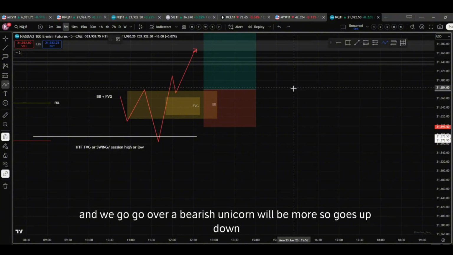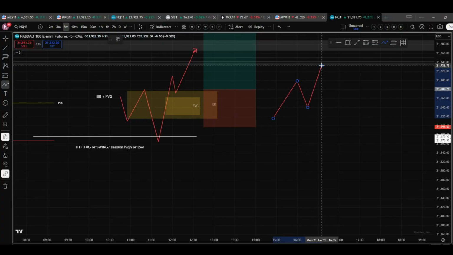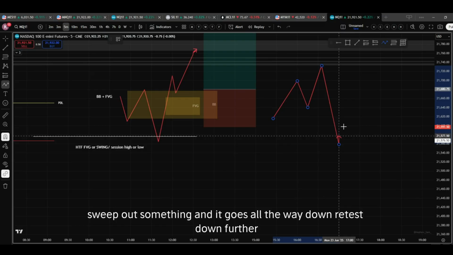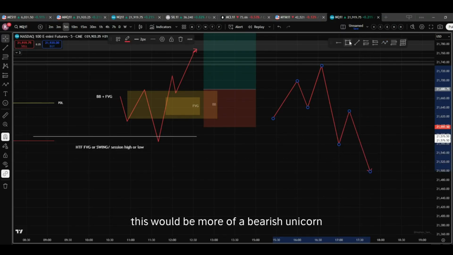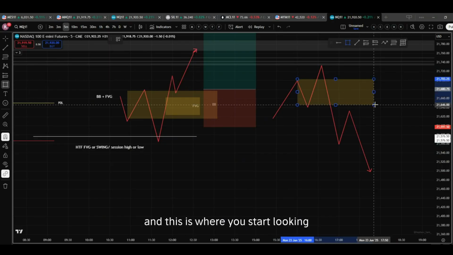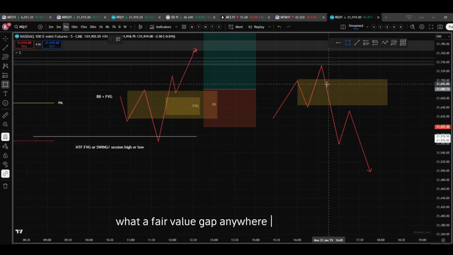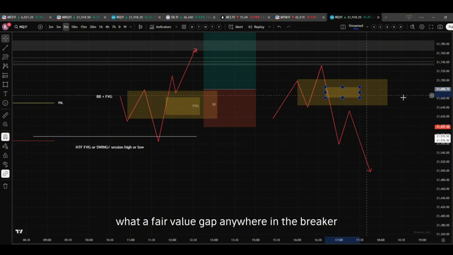And we could go over a bearish unicorn. It's more so that it goes up, down, sweeps out something, and then goes all the way down. Retest down further. This would be more of a bearish unicorn, and this is where you start looking for a fair value gap anywhere in the breaker.